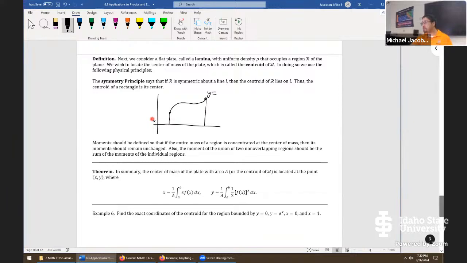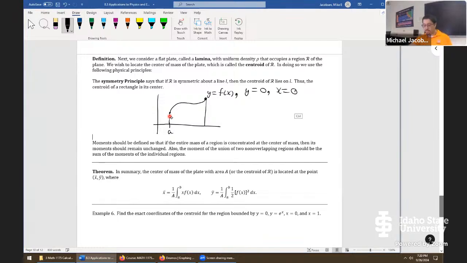There's one function, y equals f of x. We also have one other function. We have a bound down here. This is y equals 0. We have another bound right here. That would be x equals, let's give that a definite value, sort of a.